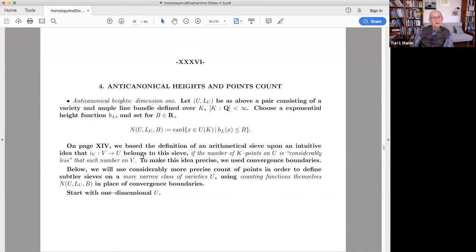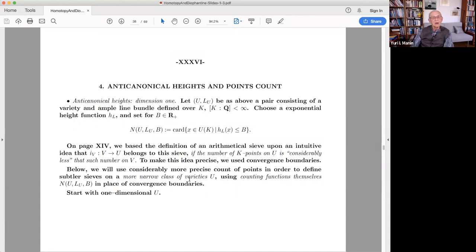And earlier, I based the definition of an arithmetical sieve upon an intuitive idea that this morphism belongs to a sieve if the number of K points in V is considerably less than this number on U. V less than U. And used convergence boundaries for it.